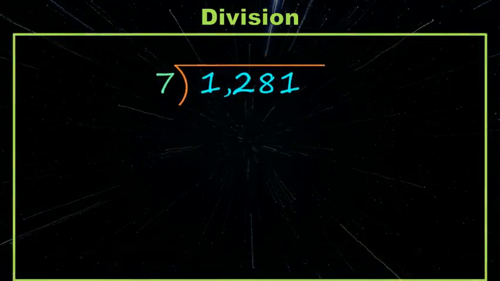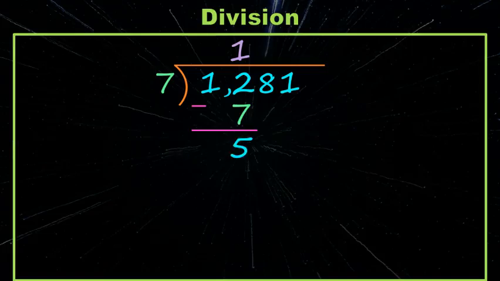First we ask ourselves, does 7 go into 1? Doesn't look like that's going to work for us. So then we ask ourselves, does 7 go into 12? Well, yes, it does. How many times? It goes 1 time. That number goes above the 2. Then we multiply the 7 and the 1, which gives us 7, and that goes under the 12. Then we subtract, which gives us 5, and we bring down the 8. Are you with me so far?